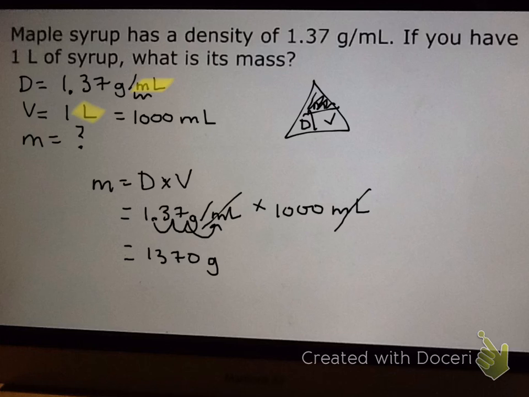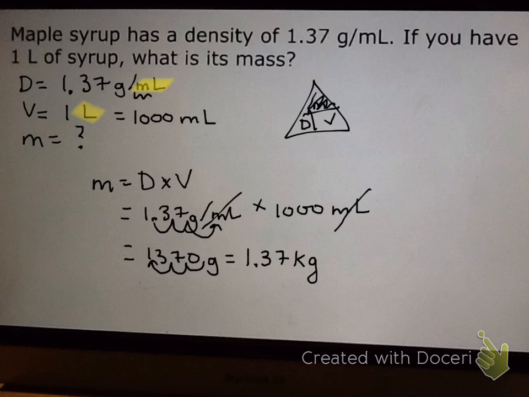If I wanted to convert that into kilograms, I could. Because it's like how many meters are in a kilometer. There's 1,000 meters in a kilometer, so there's 1,000 grams in a kilogram, so this would be equal to 1.37 kilograms. I've divided by 1,000 and moved this over 3 times.